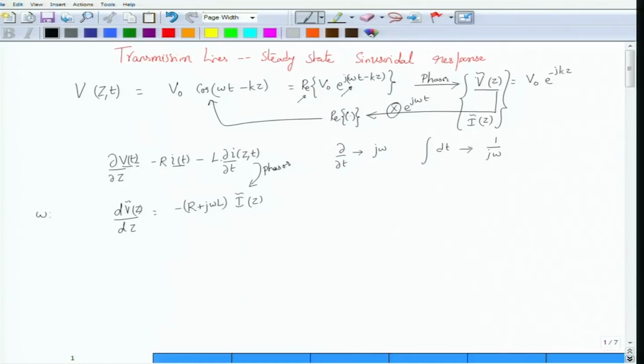And del by del t will be replaced by j omega, and this is the first order partial differential, or rather in this case full differential equation that you are going to get, which describes how the phasor voltage changes along the transmission line.